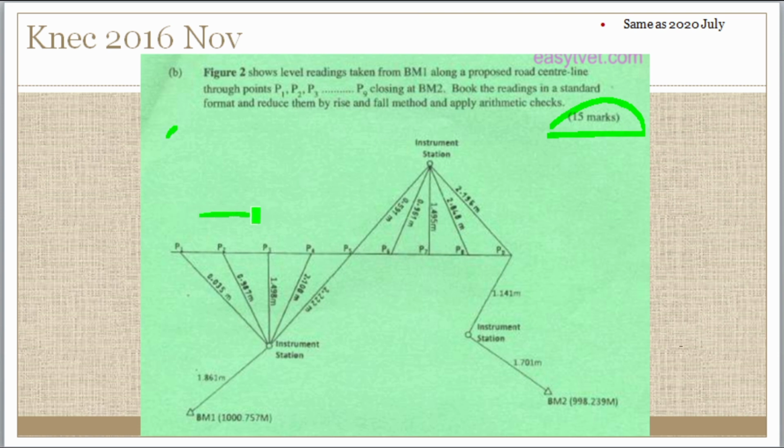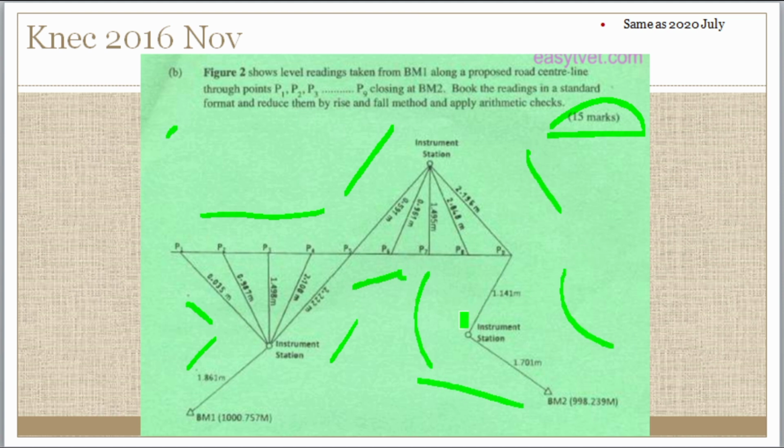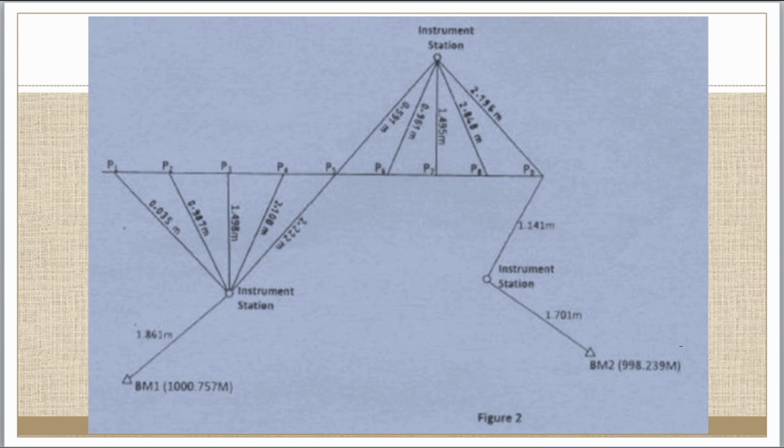So this is the diagram that was illustrated on the question here. Let me zoom in so we can observe. I don't know if it's clear, but I'm sure you can see something. Here we had the instrument station, so this was the instrument station 1.